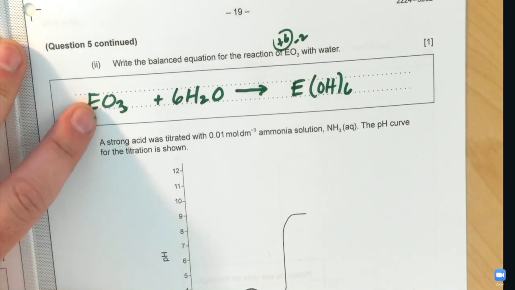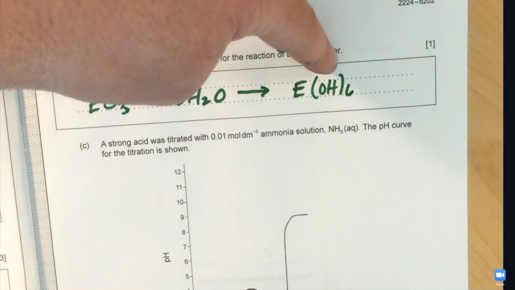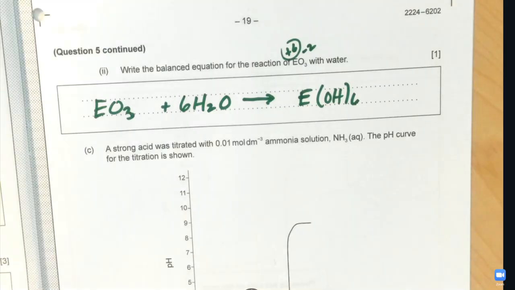So if it was Na2O, sodium oxide, it would be sodium hydroxide, right? So you're going to make E hydroxide, and we get the 6 there.